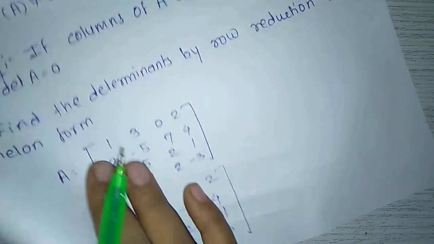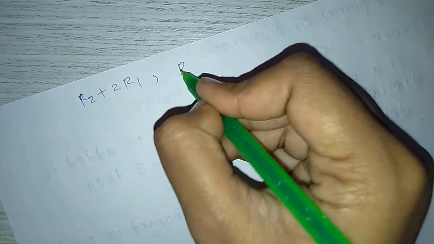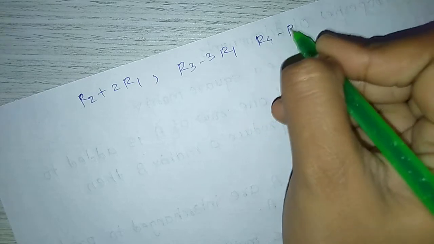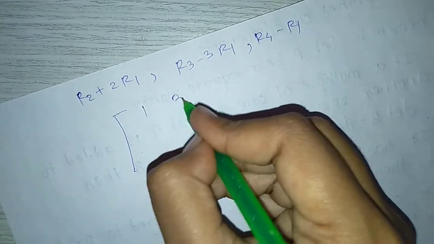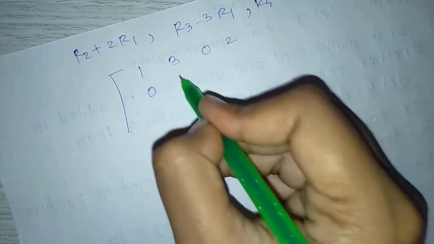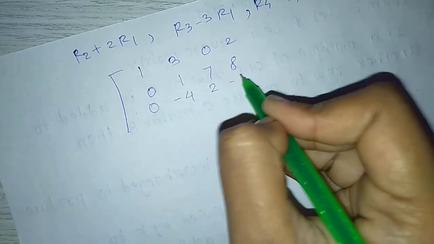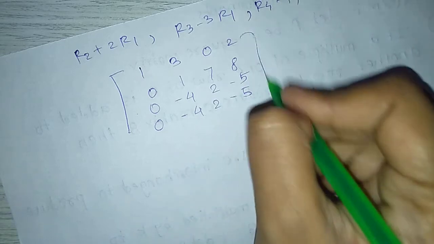Next, apply row operations: R2 plus 2R1, R3 minus 3R1, R4 minus R1. The first row stays as it is, 1 3 0 2. The second, third and fourth rows become 0 1 7 8, 0 minus 4 2 minus 5, 0 minus 4 2 minus 5.